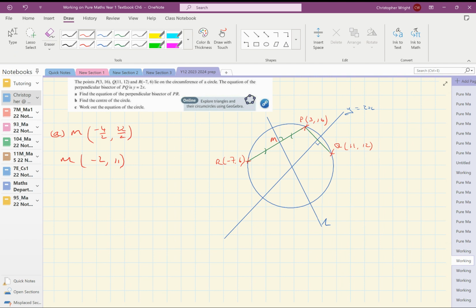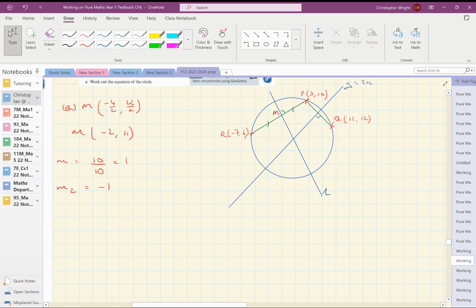So the gradient of RP, let's call that little m. So RP, here's R, here's P. Let's do P take away R. The difference in the y coordinates, 6 minus 16, divided by 3 minus -7, which is 10. Look at that. So the green line has a gradient of 1. So the gradient we're after is the negative reciprocal of 1, so it's -1.